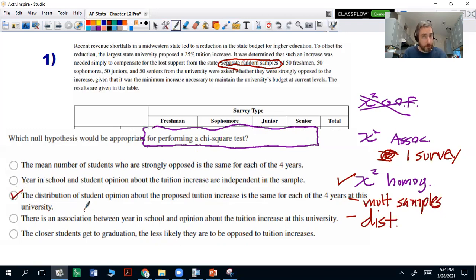Null is there is no difference, whereas alternative is there is a difference. So the distribution is the same as no difference. That's your null.